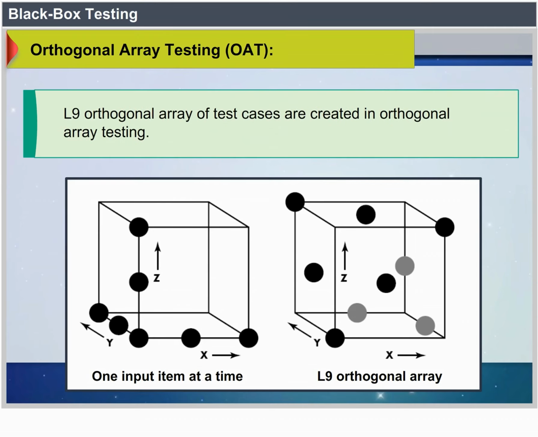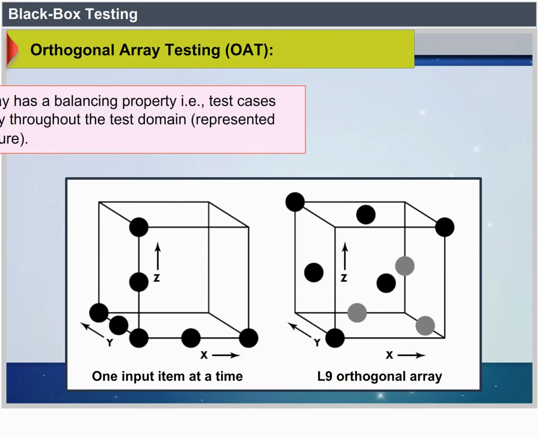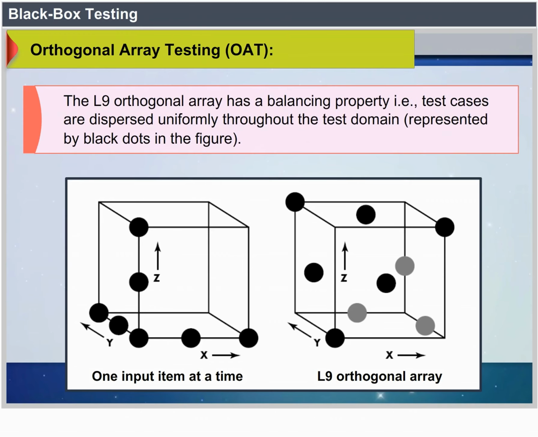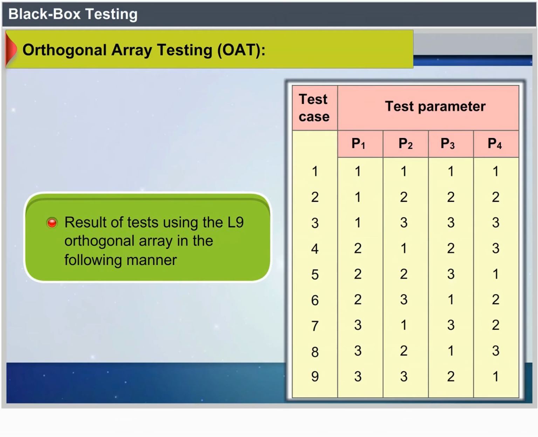L9 orthogonal array of test cases are created in orthogonal array testing. The L9 orthogonal array has a balancing property, that is, test cases are dispersed uniformly throughout the test domain, represented by black dots in the figure. Results of tests using the L9 orthogonal array are as follows.